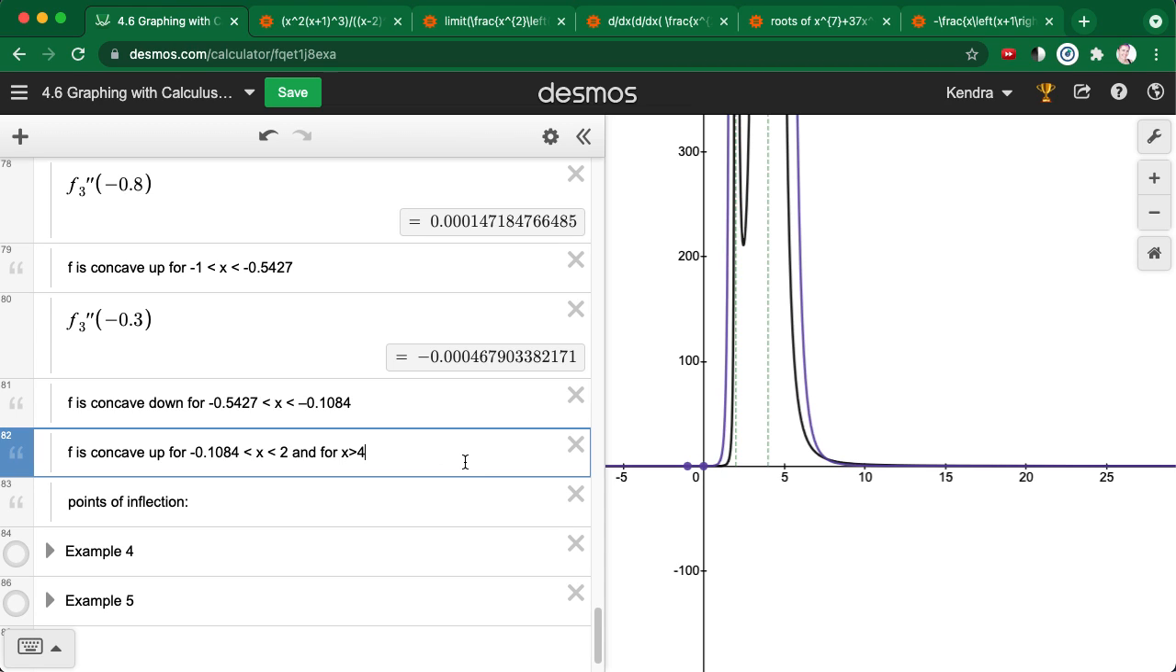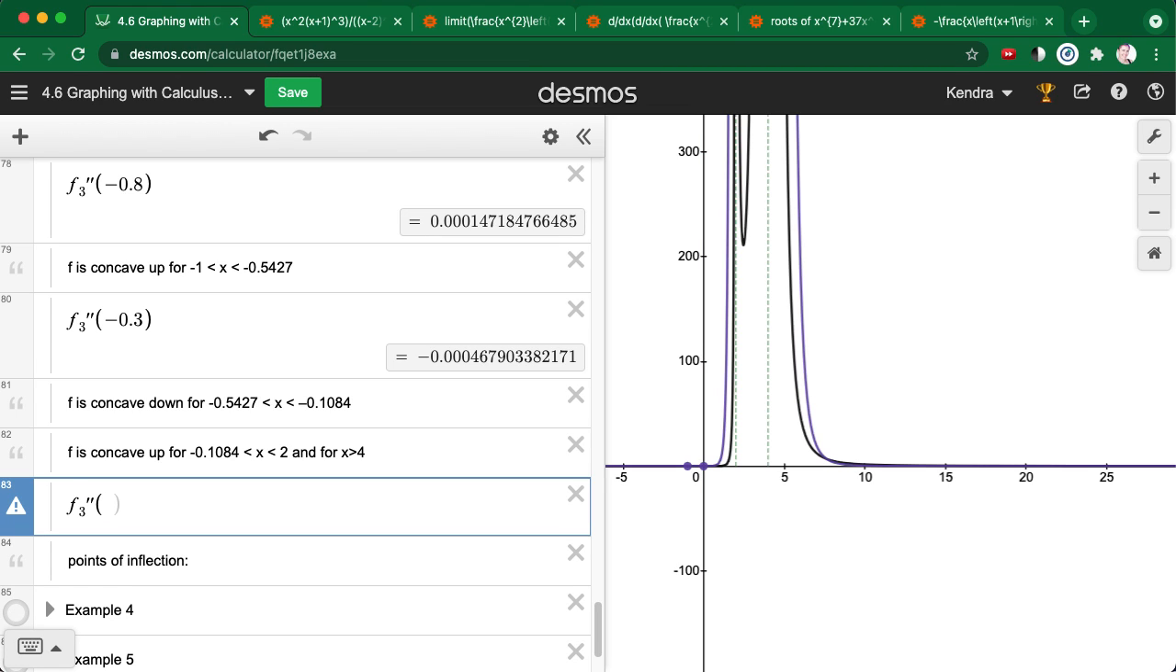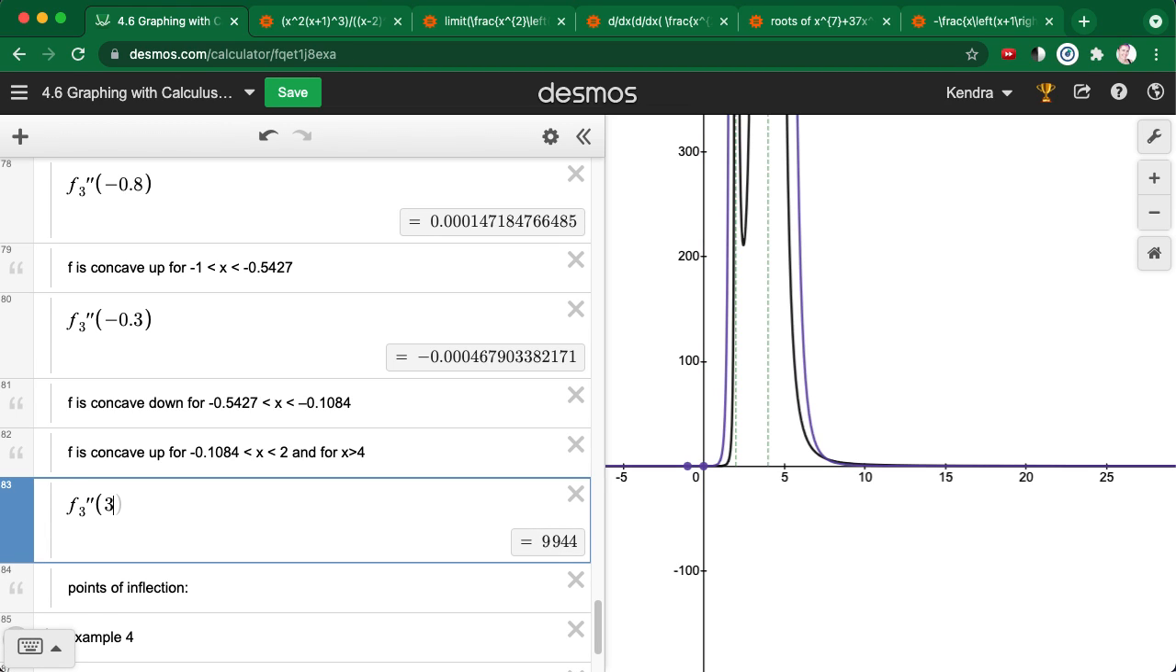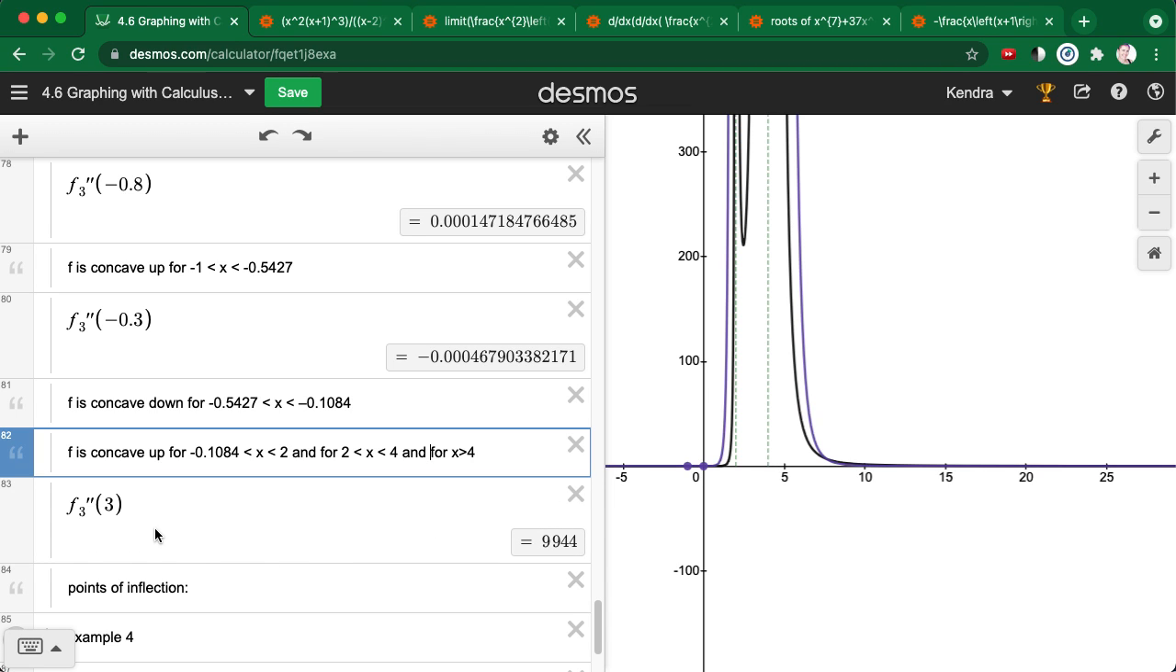And let's double check between 2 and 4. F3 double prime of 3 is a huge positive number. So it's also concave up there. For 2 less than x less than 4, and for x greater than 4. Okay. Then, oops, let's leave that there.